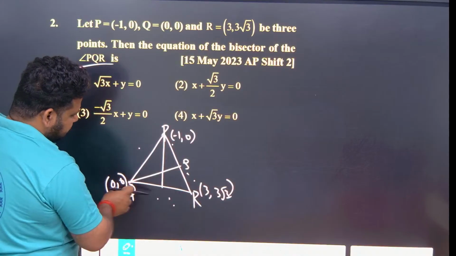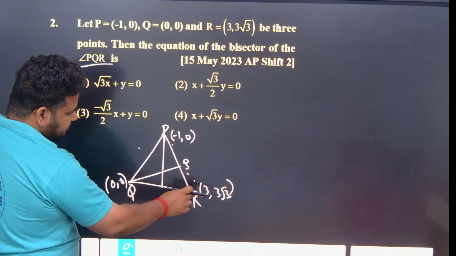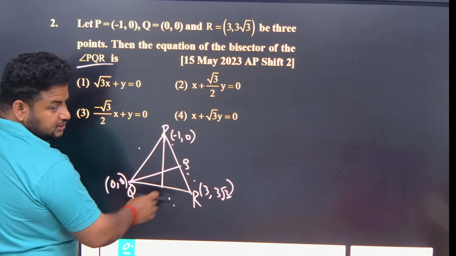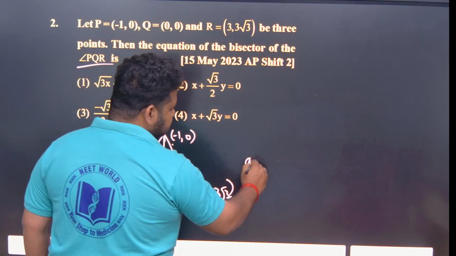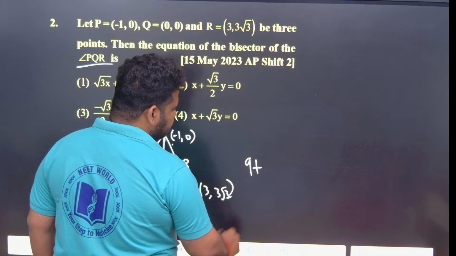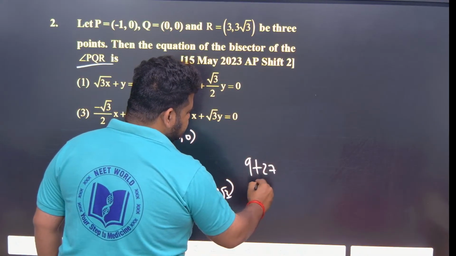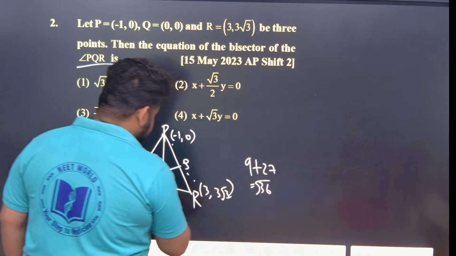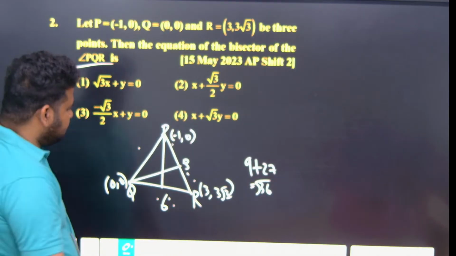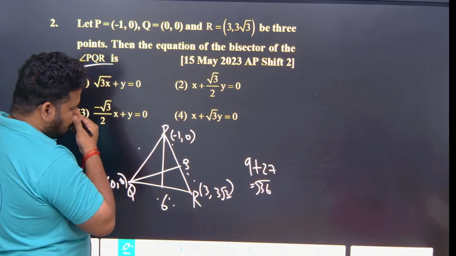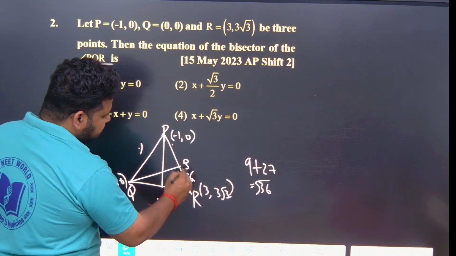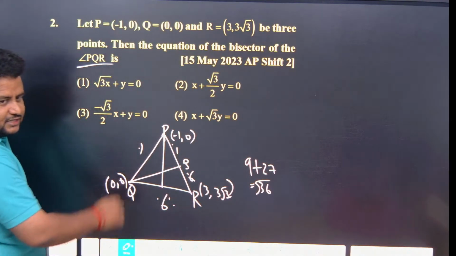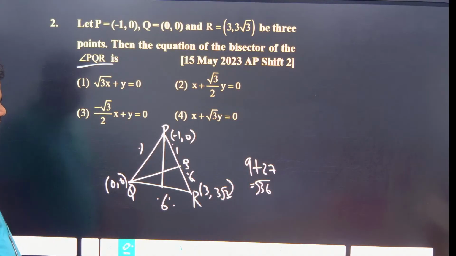This length is 3 minus 0 is 3 square. This is 3 root 3 minus 0 is 3 root 3 square. If you add, 3 square is 9. 3 root 3 square is 9 into 3, 27. So 36, square root of 36 will be 6. What about this length? Minus 1 comma 0. This is 1. So this will divide in the ratio 6 is to 1, correct na?